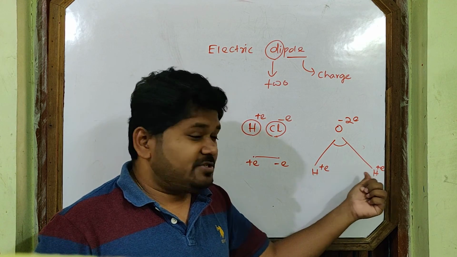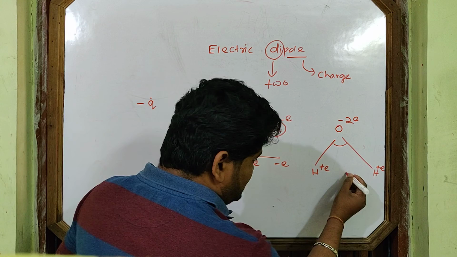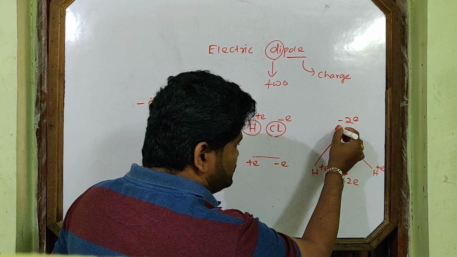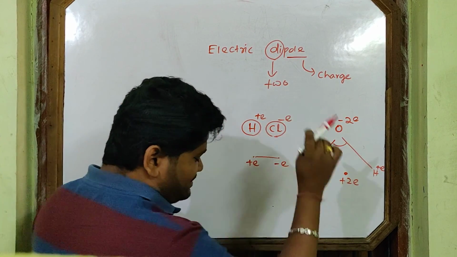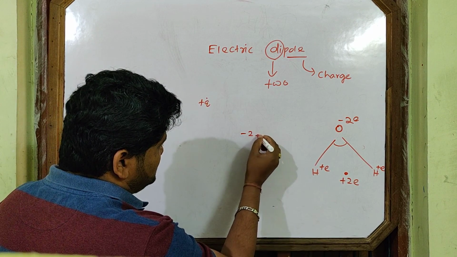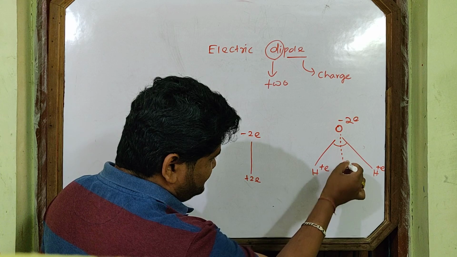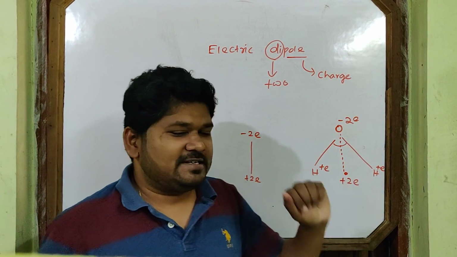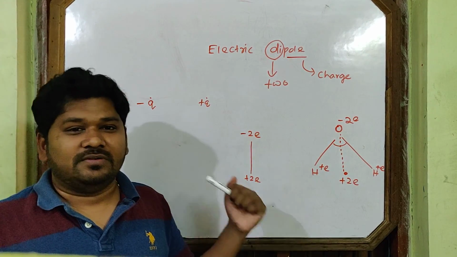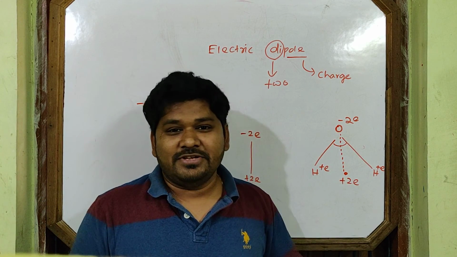But where is the center of this positive charge? Just like the center of mass we have read in class 11th. The center of the positive charge is here, plus 2E. Here is minus 2E. Now you see the separation. I am just symbolically presenting it. This is minus 2E charge and plus 2E charge separated by some distance. This is the distance of separation. This is called one electric dipole. So the H2O molecule is one electric dipole. Now you will not ask why this minus 2E and plus 2E are not attracting each other.